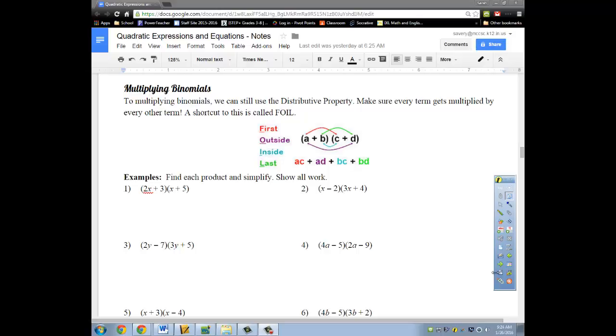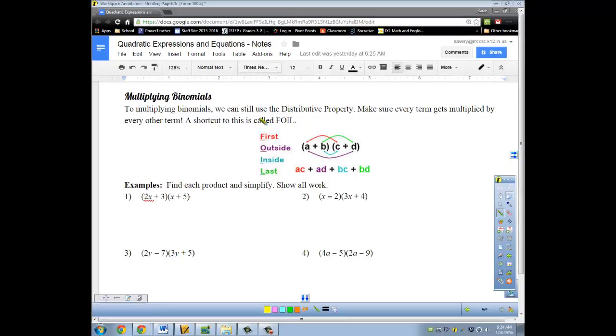So remember, a binomial is when you have two terms. And so we're going to have something with two terms multiplying by something else with two terms. To do this, we can still use the distributive property like what we've been doing, but we're actually going to kind of do it twice. And there's actually a shortcut to this, and we call it FOIL. So FOIL is just an acronym for what you do.